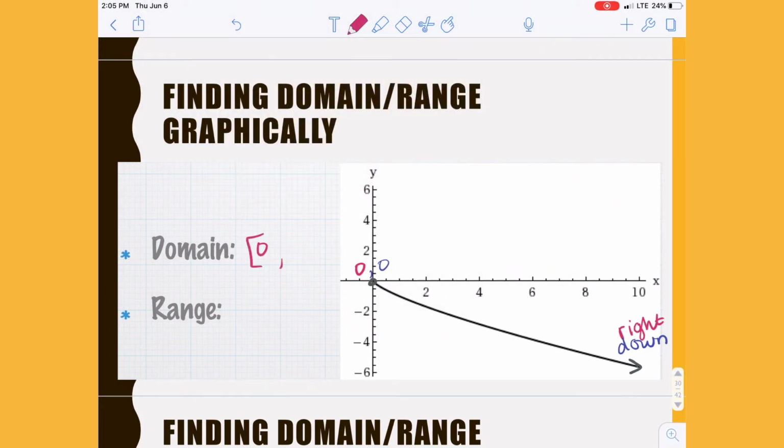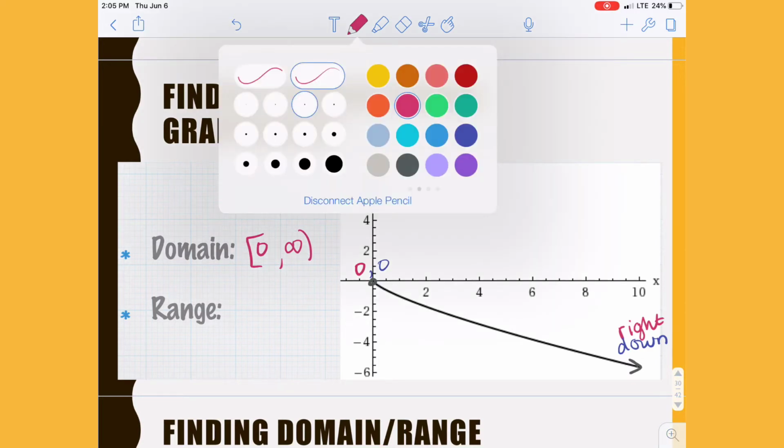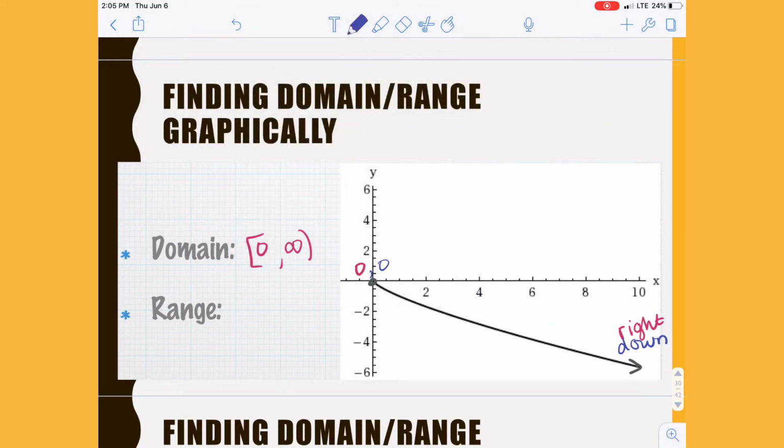So you'll notice the domain is going to be very similar. 0 is included, and I'm headed to the right. However, my range is going to be a little different this time because I'm headed down up until 0, and down is the smaller value. So I'm going to put negative infinity first and then 0, just like that.